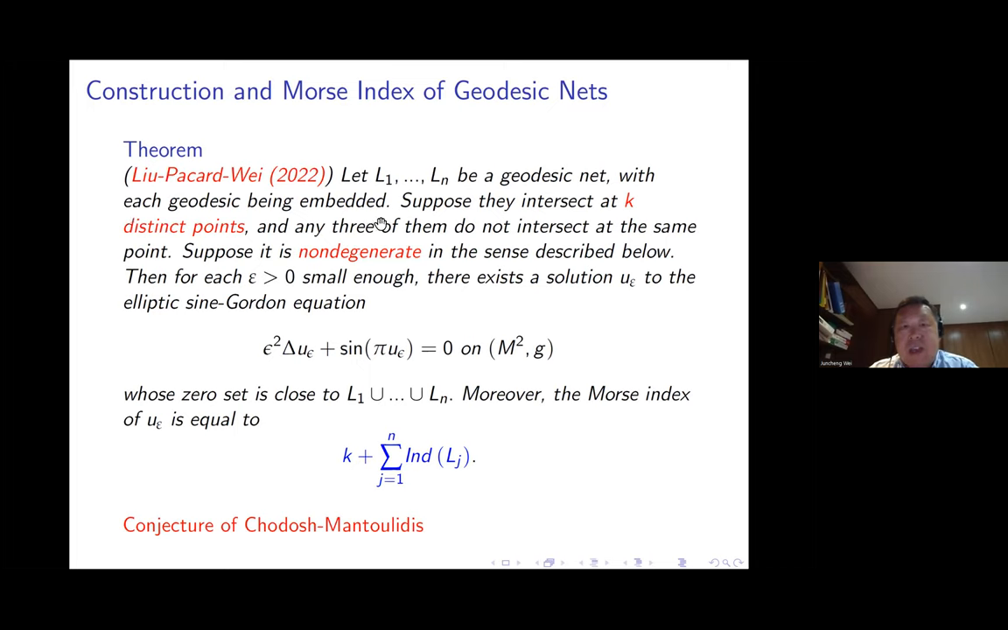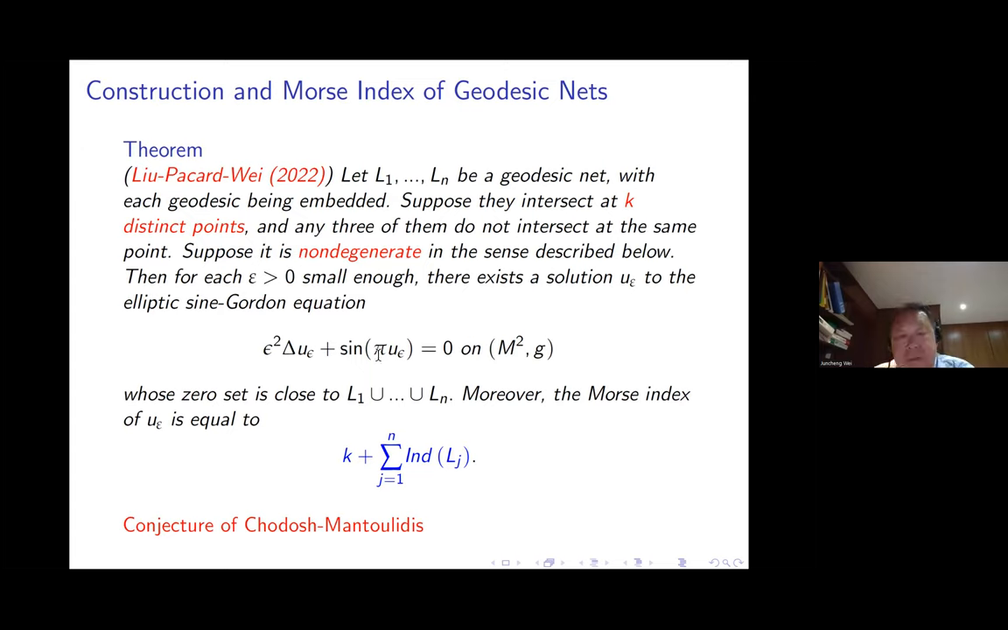And we assume that only two geodesics intersect at each point. Three geodesics intersecting is more complicated, so we just consider two intersecting. And suppose it's non-degenerate. So how do we define non-degeneracy for a geodesic net? This is also an interesting question, and I'm going to explain it later.